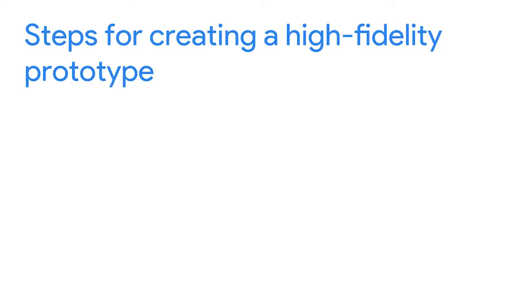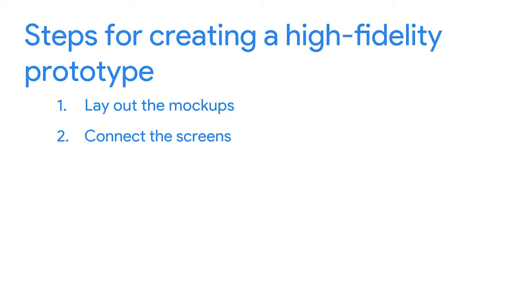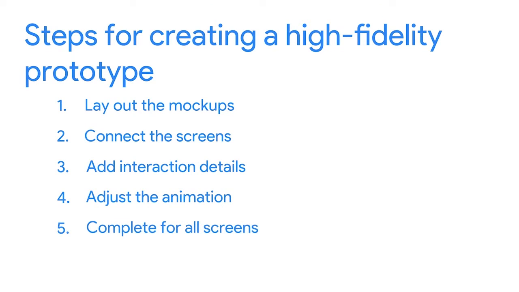It's time to learn how to create prototypes of our responsive website designs in Adobe XD. In particular, I'll focus on how to go from mockups to high-fidelity prototypes for the desktop version of the library website. In an earlier course, you learned that you could create a high-fidelity prototype following 5 steps. Lay out the mockups, connect the screens, add interaction details, adjust the animation, then complete for all the screens.